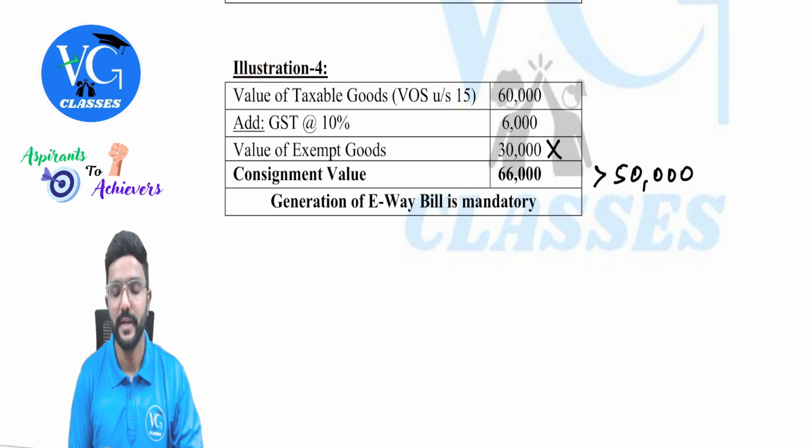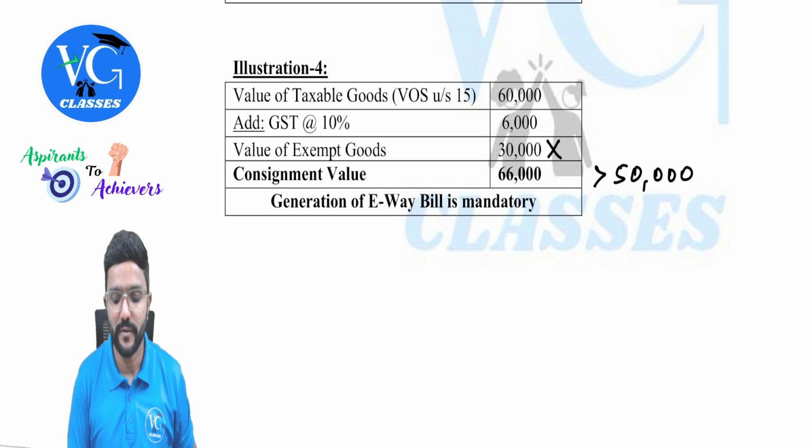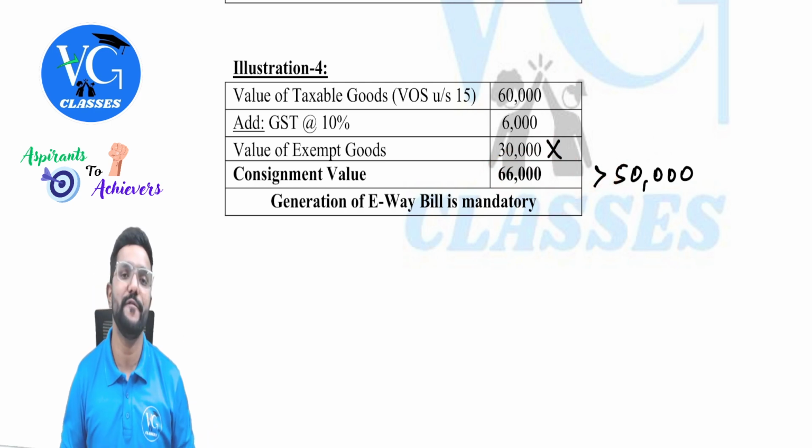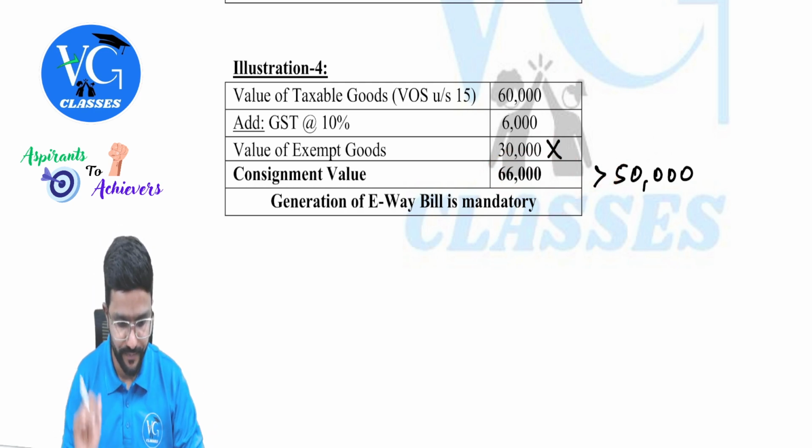Value of taxable supply as per section 15 is 60,000 plus 10% GST on it, 66. And also there is a value of exempt goods supplied together with or along with the taxable supply of goods. So how much is that value? 30,000. So if you are calculating consignment value, how much it is, guys? 66,000. Will this be included? No. As 66,000 is more than 50,000, should we generate e-way bill? Yes. We have to generate e-way bill. Hope you got it. Yes, sir.